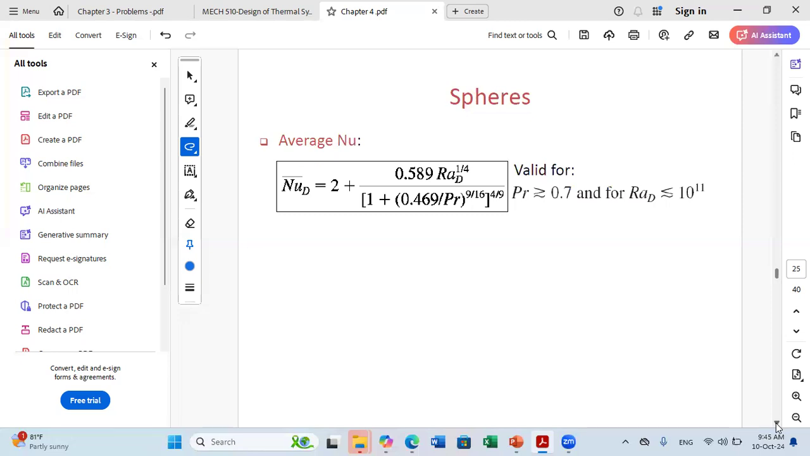Now, as we said, for different geometries, we have different empirical relations. For example, here I consider a sphere, and they gave us the average Nusselt number. We also have formulas for local Nusselt number. So if you are interested in the overall heat transfer rate, you need the average Nusselt number, and this depends, of course, on the Rayleigh and Prandtl numbers. And as we discussed before, for each formula I give you a valid range, so you should be within this range to apply the formula.